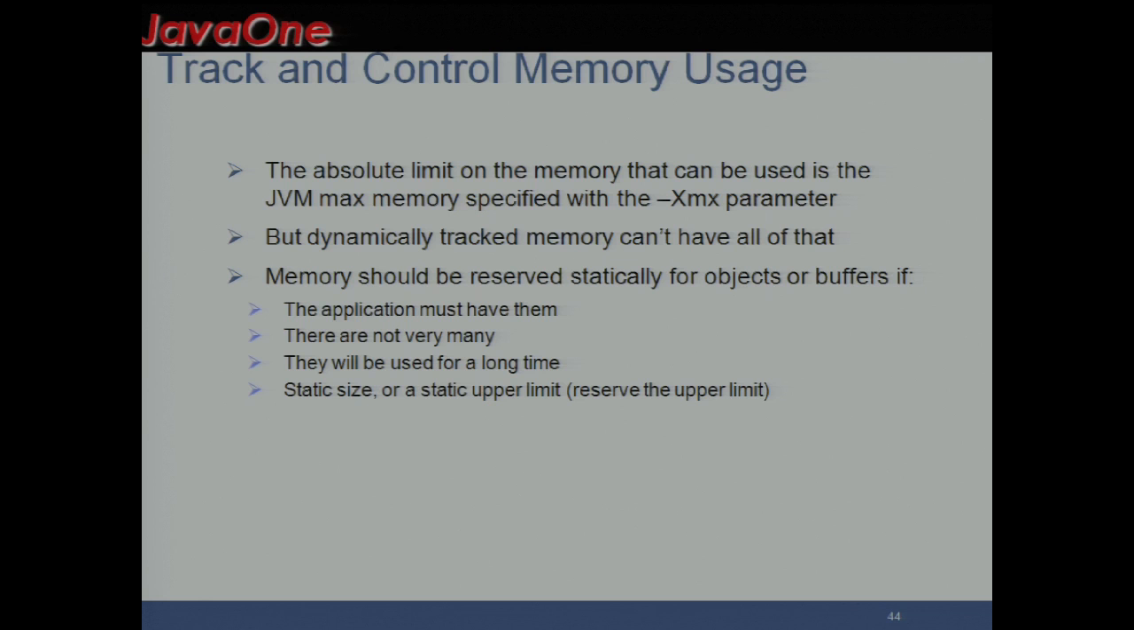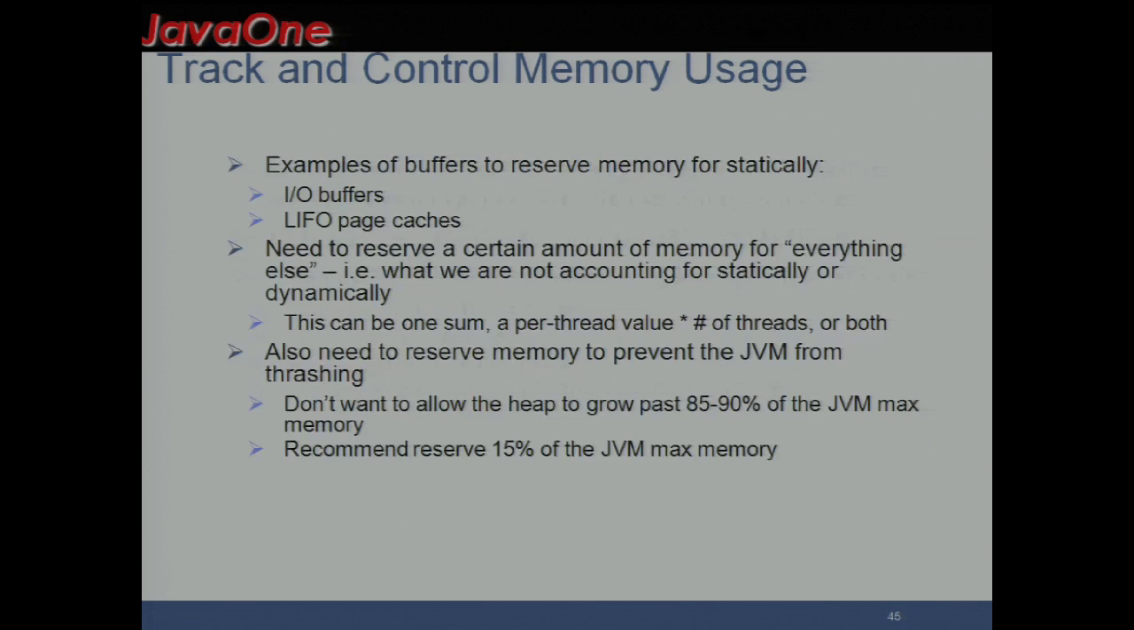So one example of everything else is your static reserve memory. When should you allocate your memory statically? Some good rules of thumb: it's for things your application just has to have. You can't have your app, for this particular usage, go and ask for it and then be told there's no memory left. It should be something there are not very many of, something you're going to use a long time, and it should have some kind of static size or static upper limit. Some examples are I/O buffers, or a LIFO page cache. Those are all good examples of memory you could allocate statically.